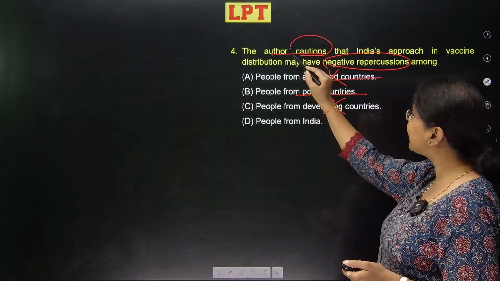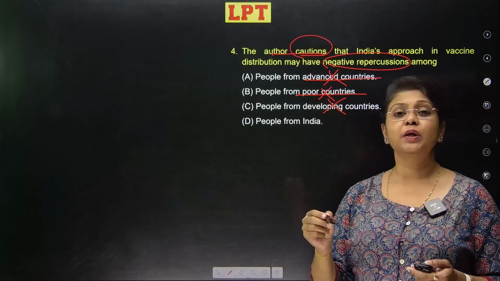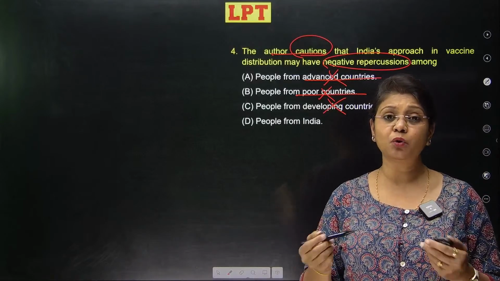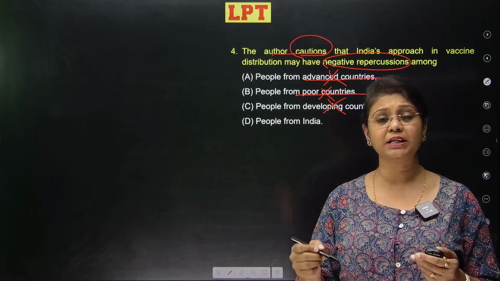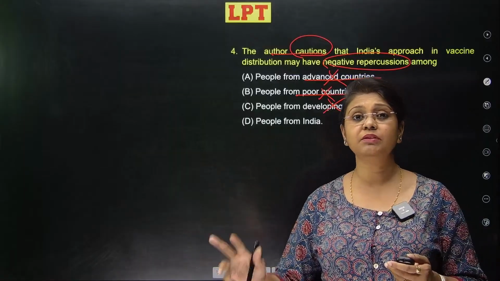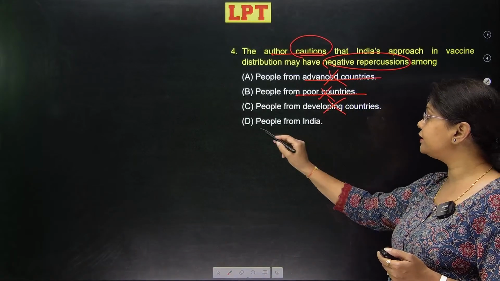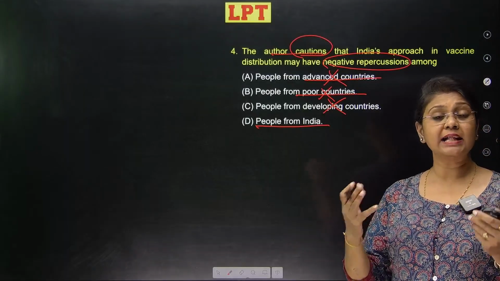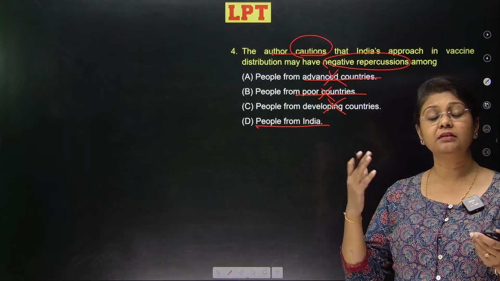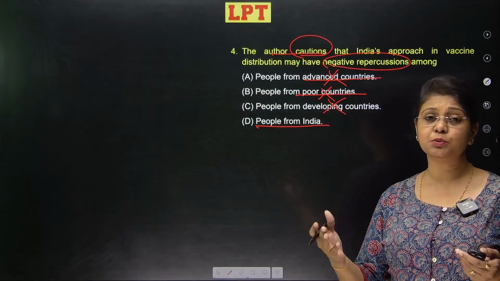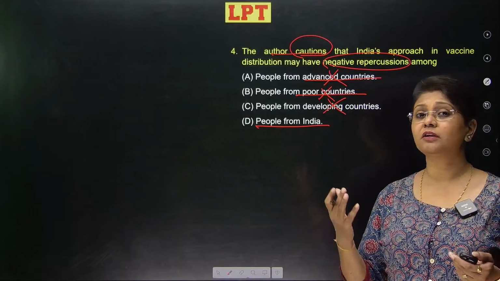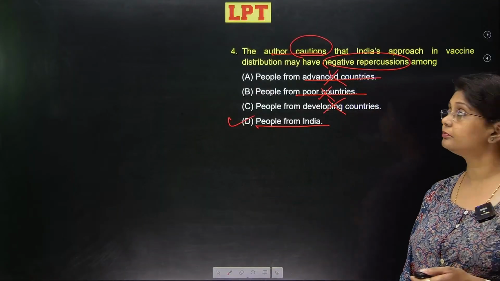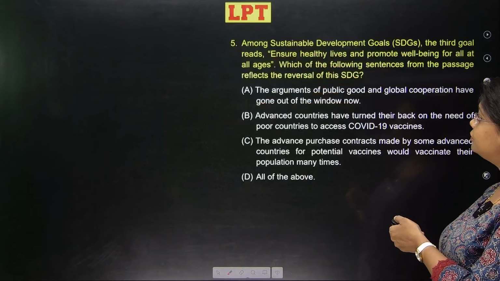So it says cautions that India's approach in vaccine distribution. India's approach was that it did not vaccinate its own population completely, but it was ready to make sure that the poorer nations receive the vaccines. So even that is not supported. If you look at this option here, the answer would be people from India. The stance taken by India in helping the poorer nations gain these vaccines may invite some sort of backlash from the people of India. So that forms the right answer. Right? Let's look at the next question now.